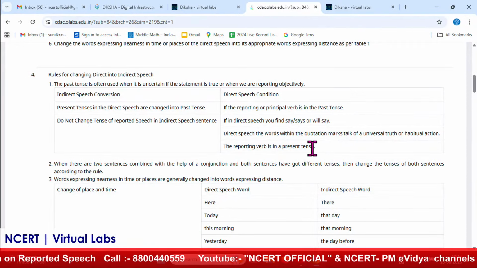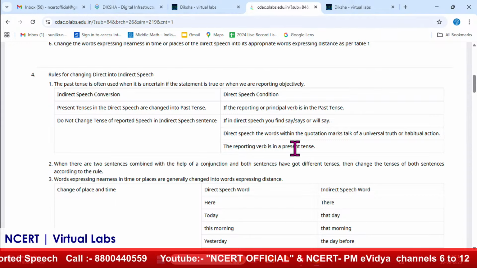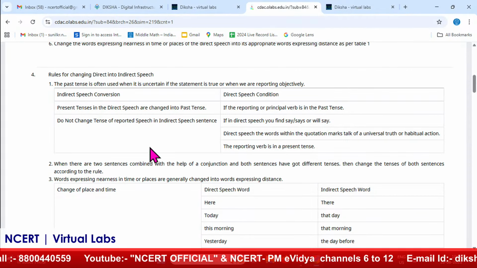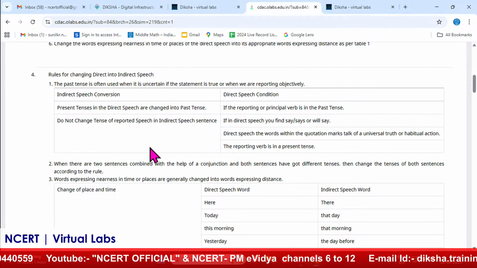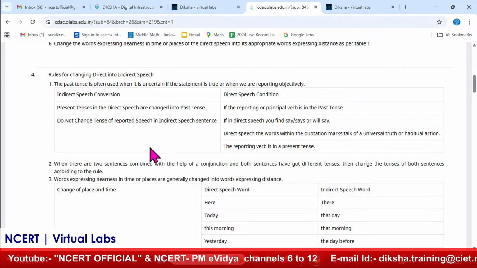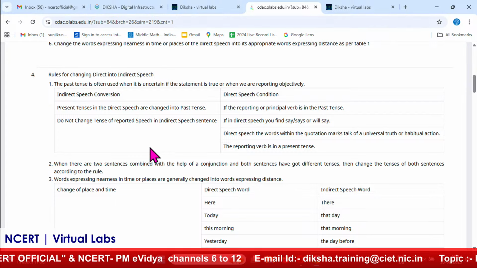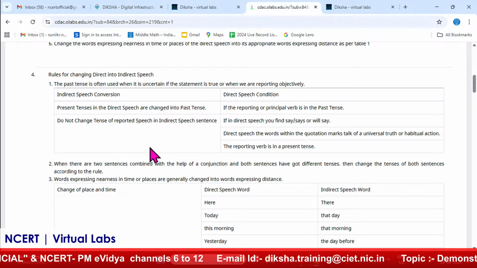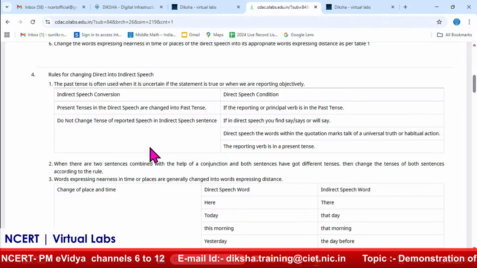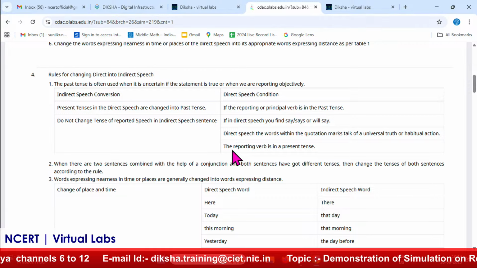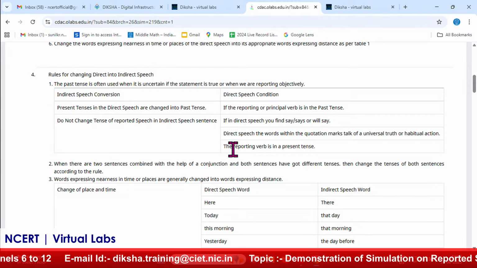Okay. Second rule, do not change tense of reported speech in indirect speech sentence. If in direct speech you find say, says or will say, like I just said, if it's present or future, you do not change the tense inside the quotes. And so on. Do not change the tense if direct speech, the words within quotation marks, is a universal truth or habitual action.